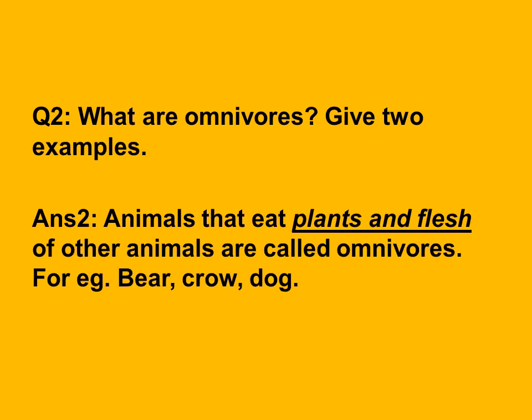Next question is, what are omnivores? Give two examples. In the keywords we discussed omnivores. What are omnivores? That eat both plants and flesh of animals. That is what is in the answer also. Animals that eat plants and flesh of other animals are called omnivores. So eating both plants and flesh. Example, bear, crow, dog. Now a bear can eat fish also, and it can eat plants also. It generally eats bamboo sticks. So bear is an omnivore, same as crow and dog. And as already discussed, human beings are also omnivores.